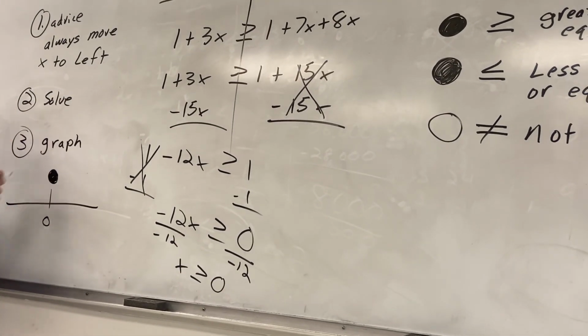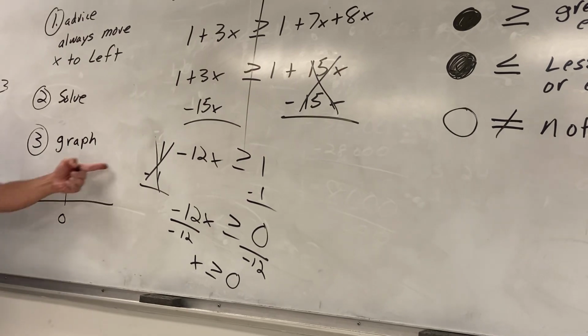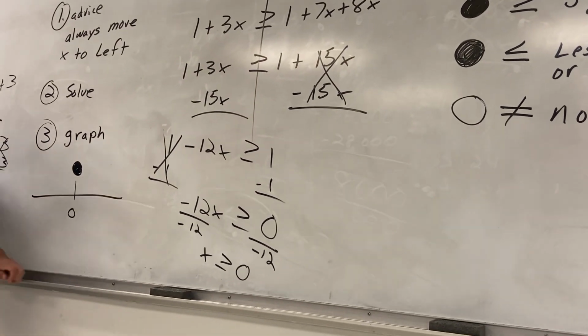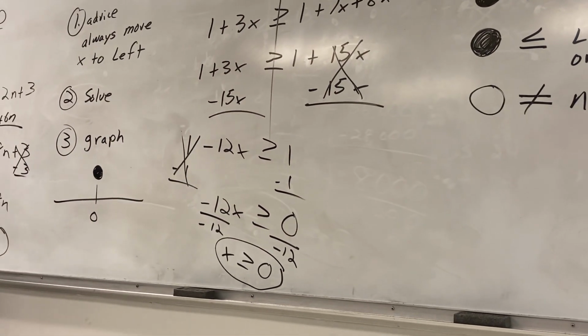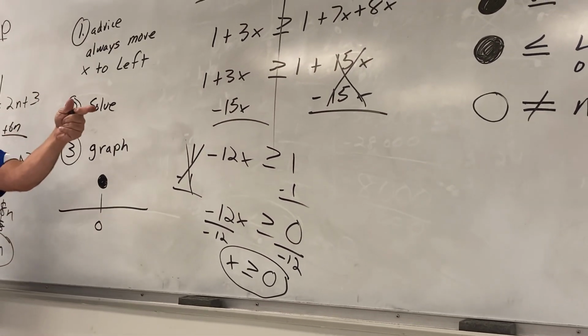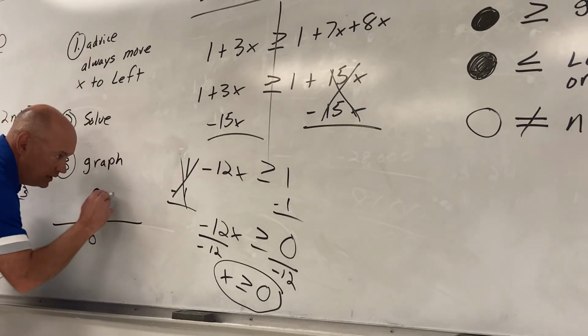And which way am I going to shade? To the right or to the left, according to this inequality? To the right? Isn't that arrow pointing to the right? So we need to shade this direction.